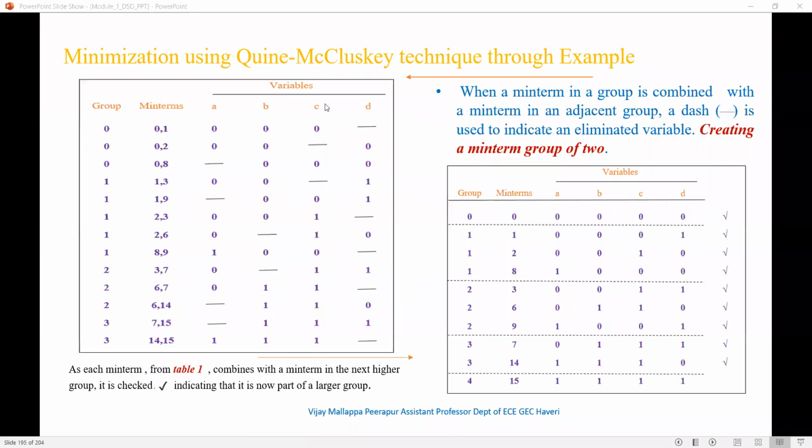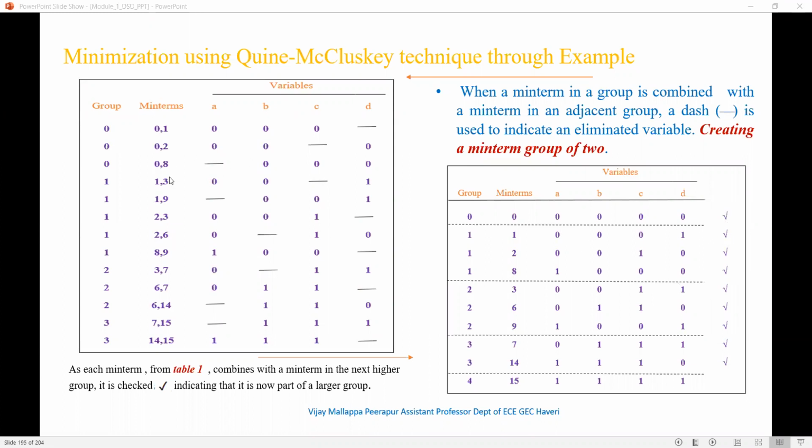So accordingly, I created a group of 2 mean terms here. Which are the mean terms that were included in creating the group of 2 mean terms? I made sure that I checked that in the previous table, because you can see from this one, 0, 1, the mean terms 0 and 1 are included.